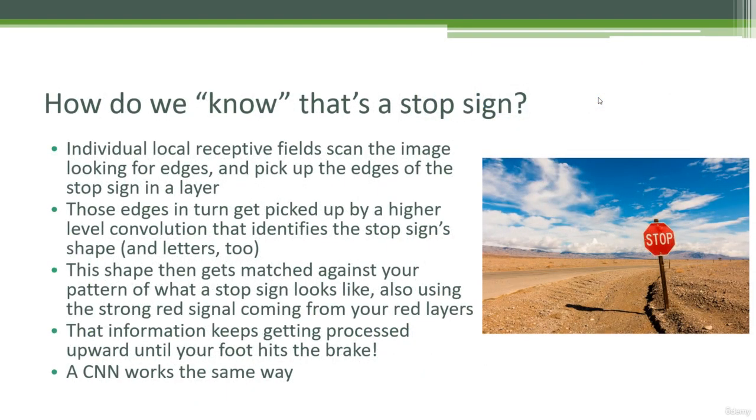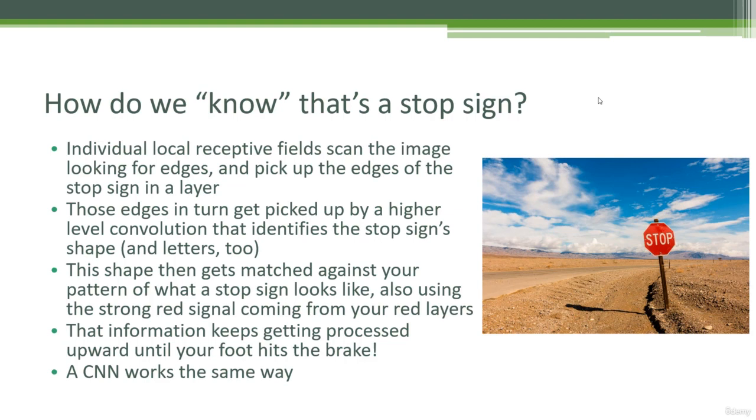So how does your brain know that you're looking at a stop sign there? Let's talk about this in more colloquial language, if you will. So like we said, you have individual local receptive fields that are responsible for processing specific parts of what you see. And those local receptive fields are scanning your image and they overlap with each other, looking for edges. You might notice that your brain is very sensitive to contrast and edges that it sees in the world. Those tend to catch your attention, right?